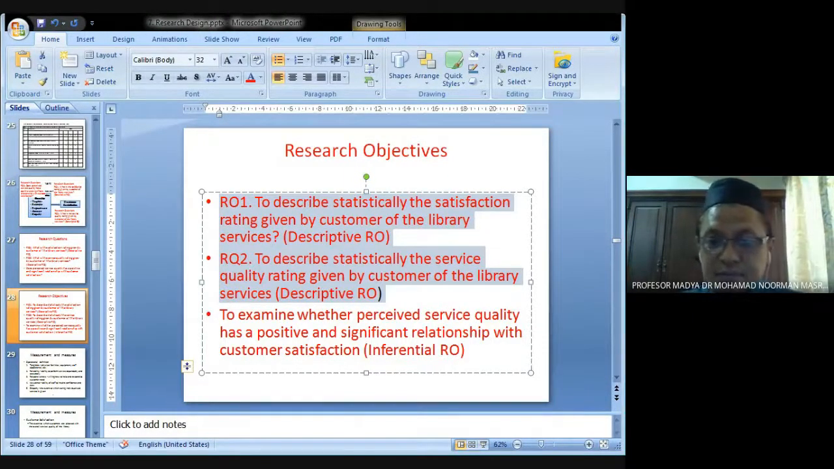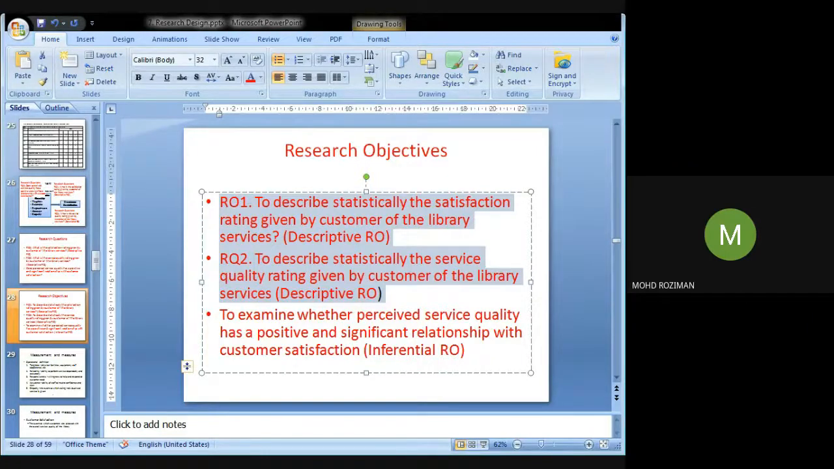Okay, so far, is that clear for everyone on how to write or compose your research objectives and research questions based on the framework? Yes, Prof. Okay.